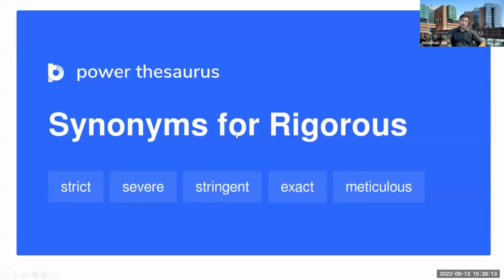All right, so remember, what are our synonyms for rigorous? Meticulous, exact, stringent, severe, strict. So could someone look at your proposal and say, this is a rigorous study?